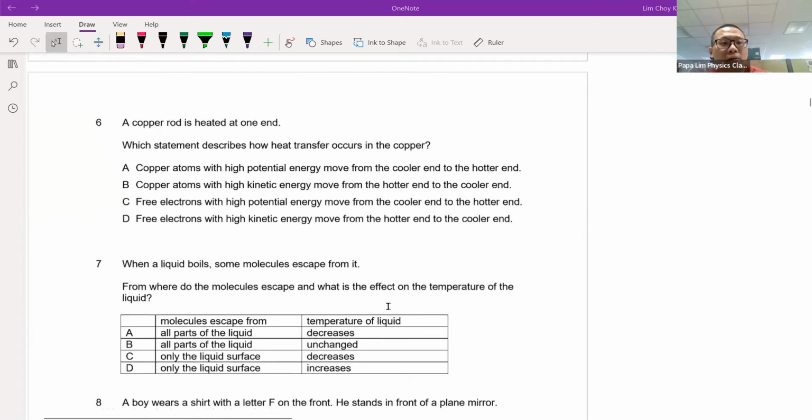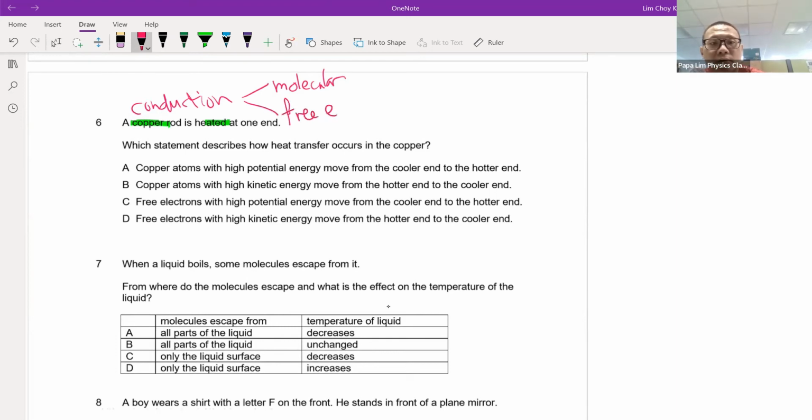Question 6, conduction. I would say it's a conduction question. Copper rod. Copper rod is definitely a medium. Medium usually looks at heating. If you look at a medium for heating, it's actually looking at conduction. And for conduction, there are always two modes: molecular vibration and free electron diffusion. These are the two methods that we have for conduction.